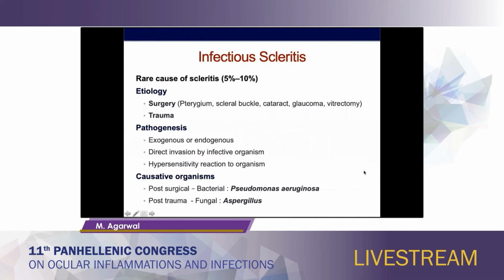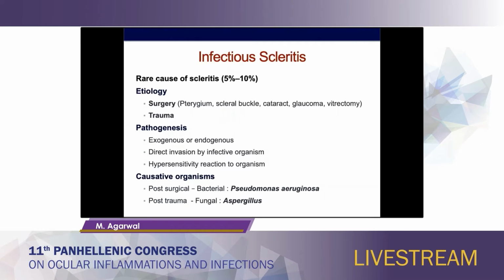So besides non-infectious scleritis, now what are the cases where we have infectious scleritis? It's a rare cause of scleritis in nearly 5 to 10%. Surgery and trauma being the most common etiological factors. The pathogenesis can be exogenous or endogenous.